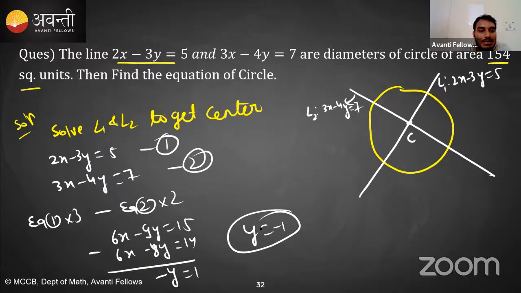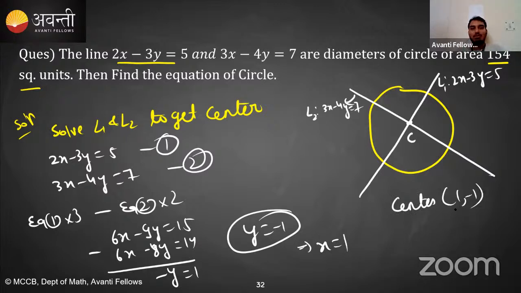सो यहाँ से x कितना जाएगा, किसी भी इक्वेशन में पुट कर दो, राइट, x इज 1. तो सेंटर कितना आ गया, सेंटर इज 1, -1. सेंटर इज 1, -1. इज दिस क्लियर? ओके, so the center of the circle is now we found.